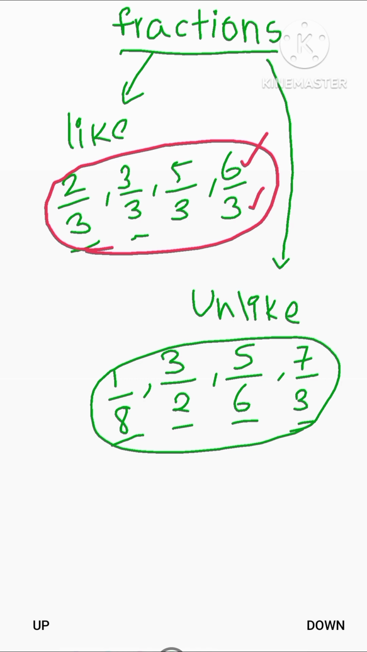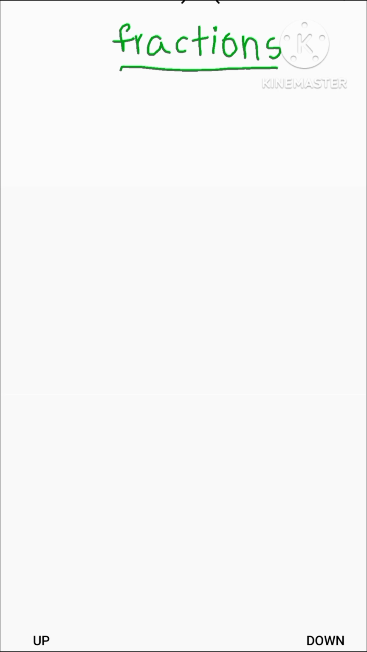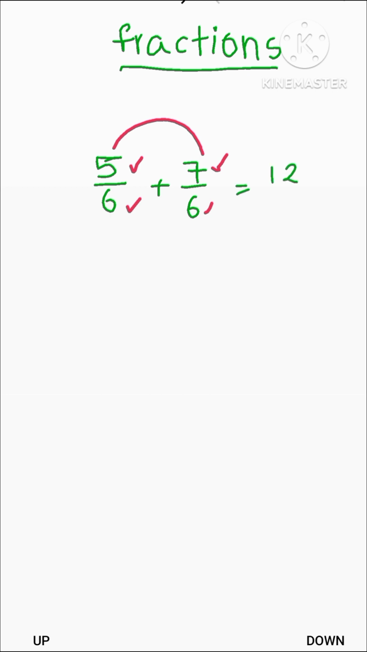Okay. Next, to add two fractions. For example, take 5 by 6 and 7 by 6. Okay, here denominators are same but numerators are different. So in this situation we should add only the numerators. So 5 plus 7 is 12 and put the denominator as it is. Okay, so here you can also cancel this: 6 ones are 6, 6 twos are 12, that is 2 by 1. That means the answer is 2.